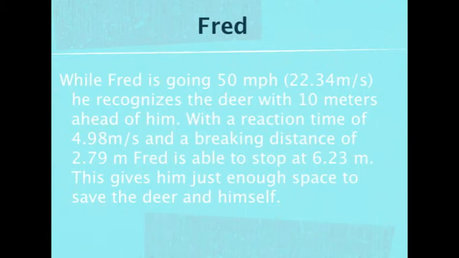While Fred is going 50 miles per hour, he recognizes the deer with 10 meters ahead of him. With a reaction distance of 4.98 meters and a braking distance of 2.79 meters, Fred is able to stop at 6.23 meters. This gives him just enough space to save the deer and himself.